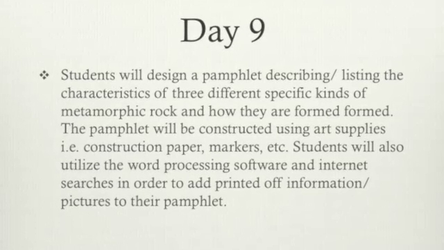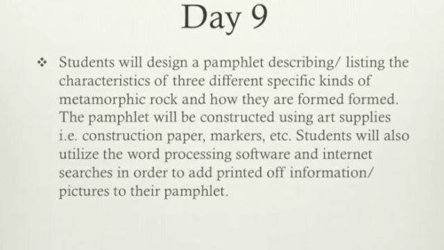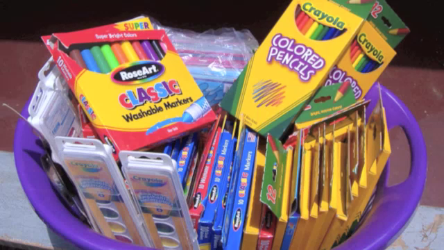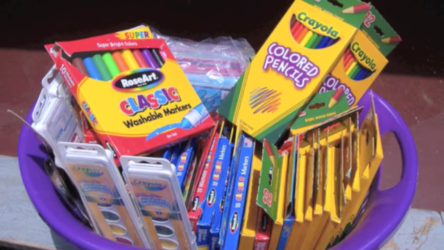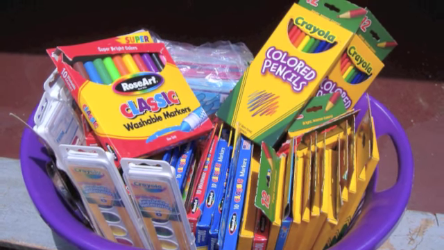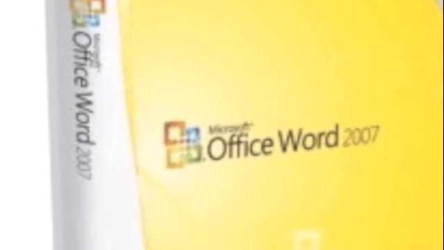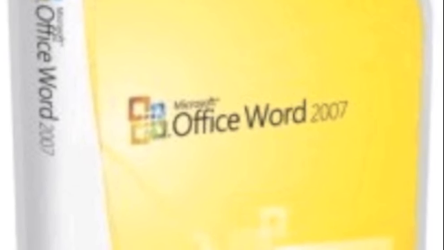The following day, in an activity especially suited to visual and verbal learners, students will design a pamphlet describing the characteristics of 3 specific kinds of metamorphic rock and how they are formed. The pamphlet will be constructed using art supplies. Students will also be able to utilize word processing software and internet searches in order to add printed off information and pictures to their pamphlet.